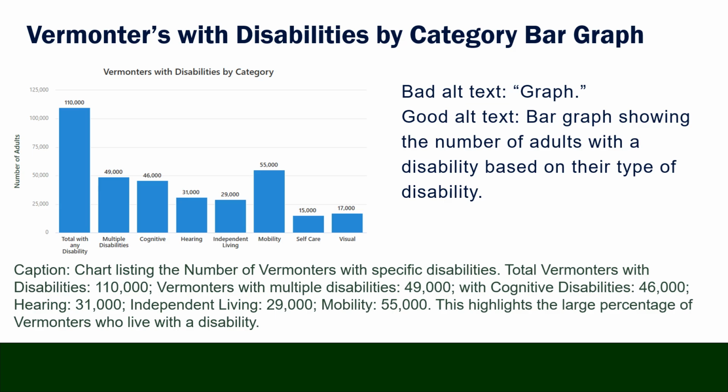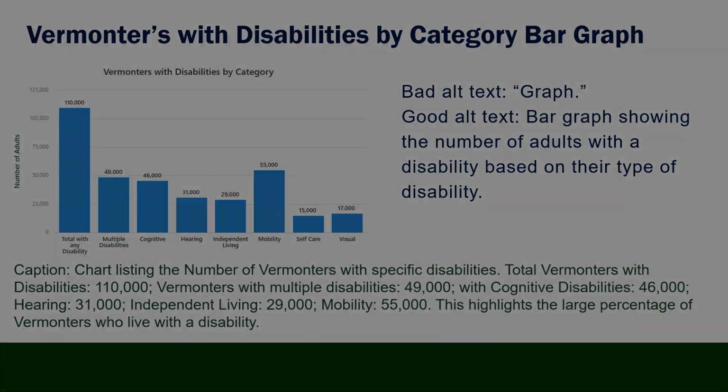Total Vermonters with disabilities, 110,000. Vermonters with multiple disabilities, 49,000. With cognitive disabilities, 46,000. Hearing, 31,000. Independent living, 29,000. Mobility, 55,000. This highlights the large percentage of Vermonters who live with a disability."